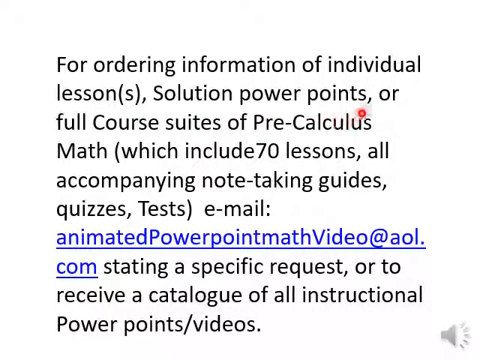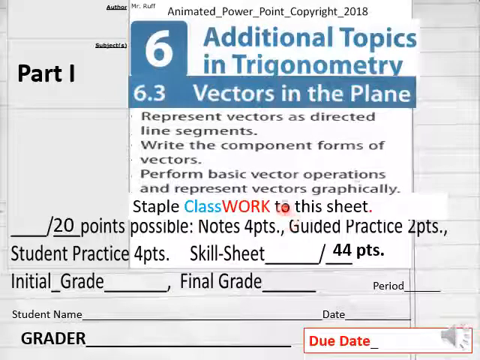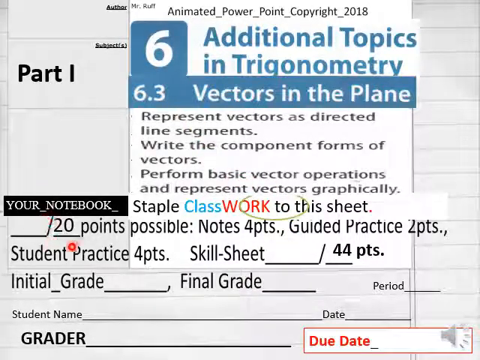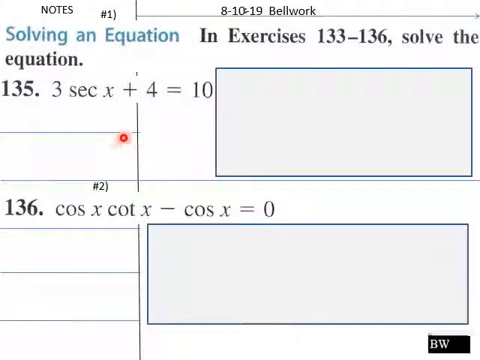Okay, everybody, we're getting ready to do lesson 6.3, part 1 of pre-calculus math today, classwork sheet, new section here. In 6.3, part 1, you've got a whopping 20 points that goes in your notebook. If you need notebook guides, email me for those. And then 44 points on your classwork sheet, so you've got a big classwork sheet too. So this is a big fat section here, lesson 6.3 part 1.